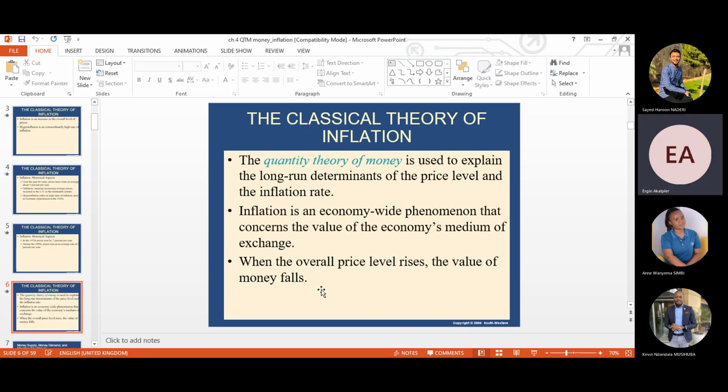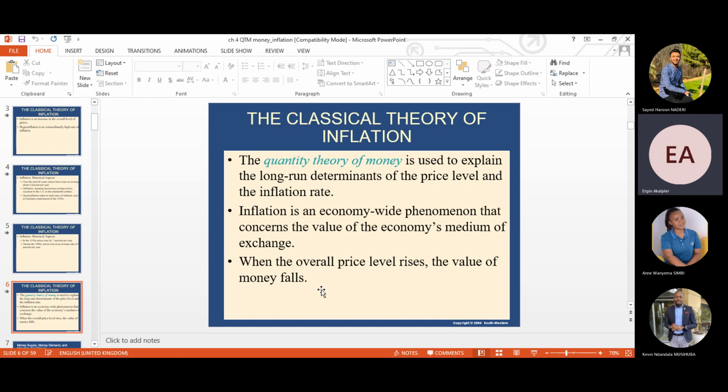From this point of view, when we come to the quantity theory of money, which I mentioned to you, it is MV = PQ. Therefore, the amount of money in the market, in circulation, is becoming very relevant for affecting and changing the produced goods and services, the so-called GDP. The quantity theory of money is used to explain the long-run determinants of the price level and the inflation rate, as inflation is an economy-wide phenomenon that concerns the value of the economy's medium of exchange.